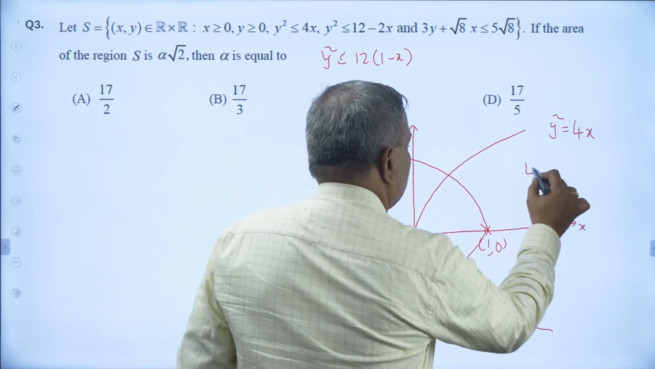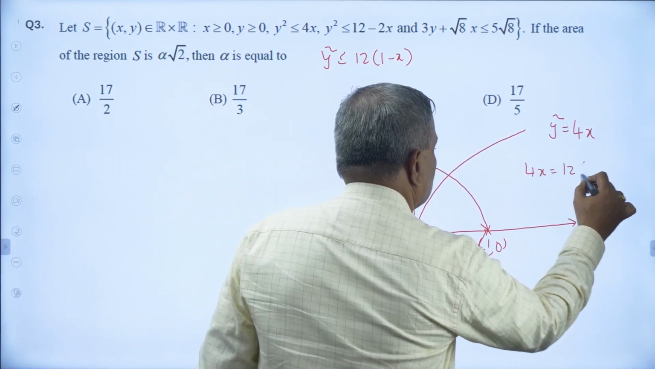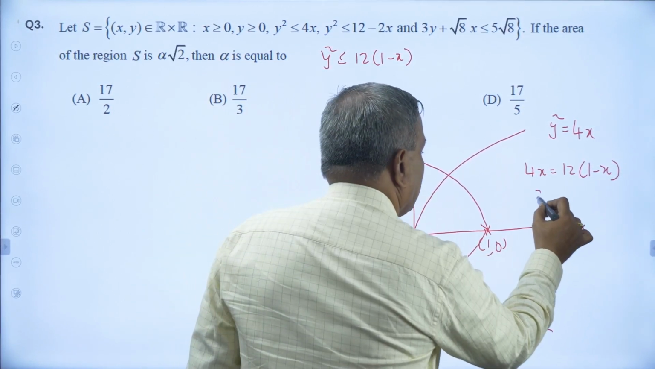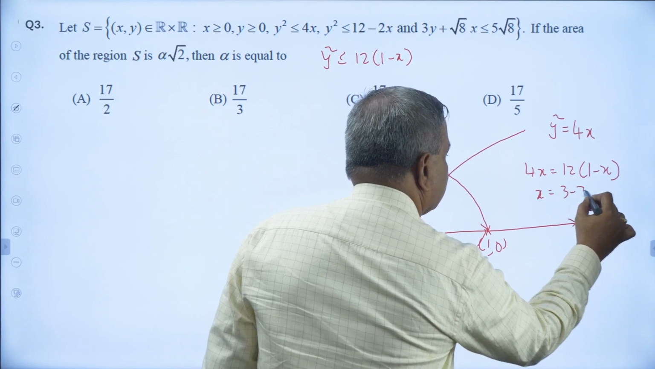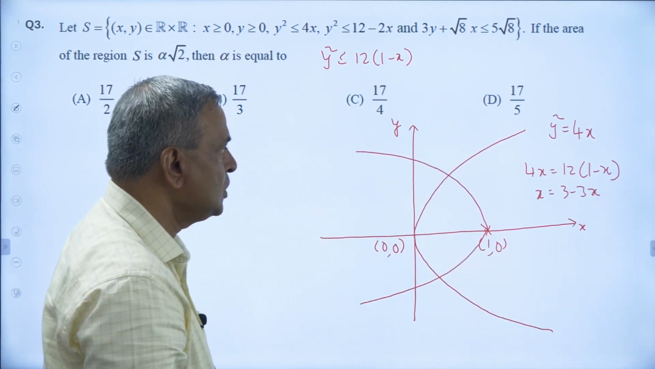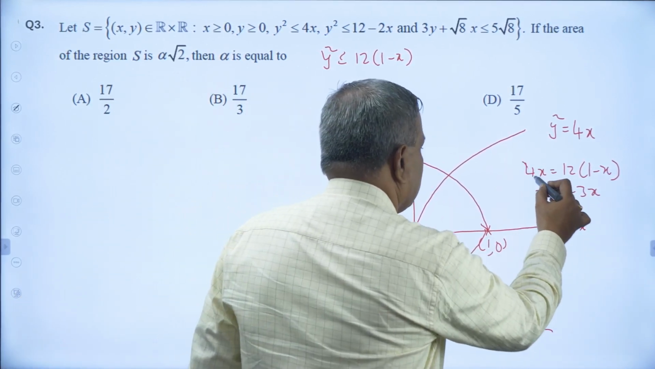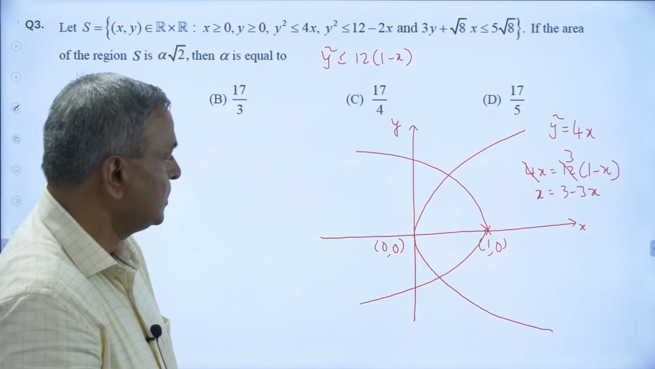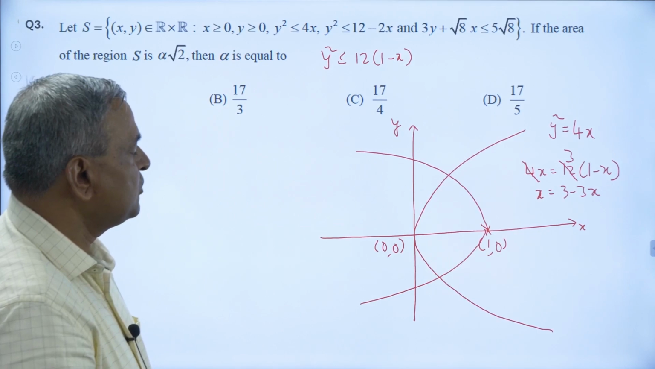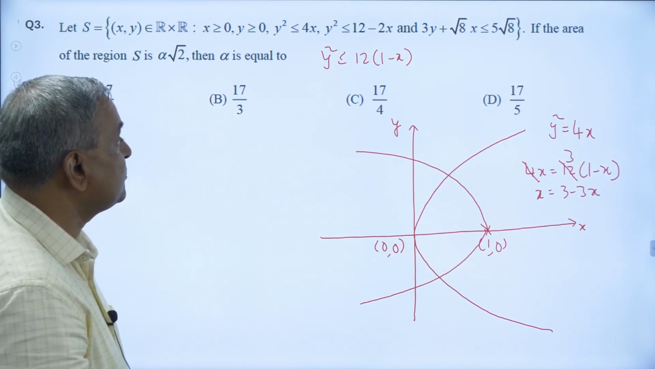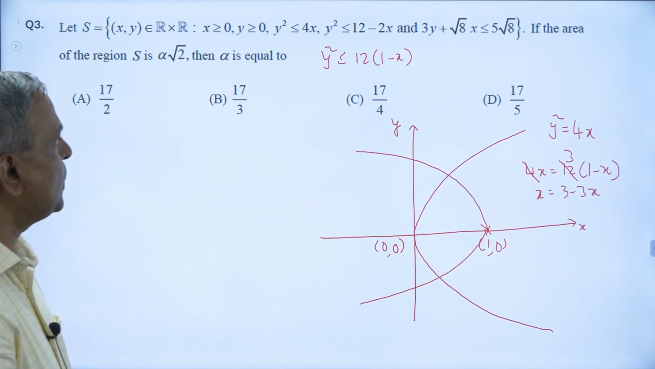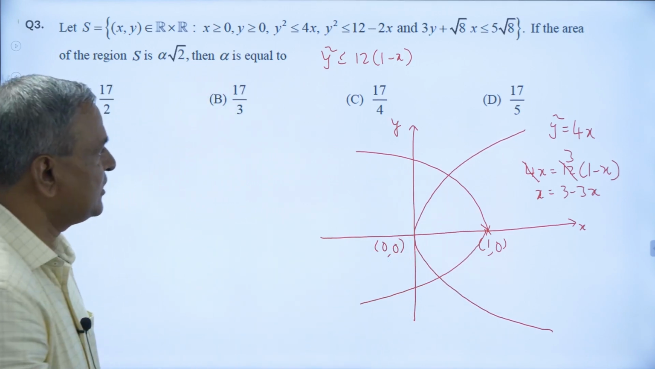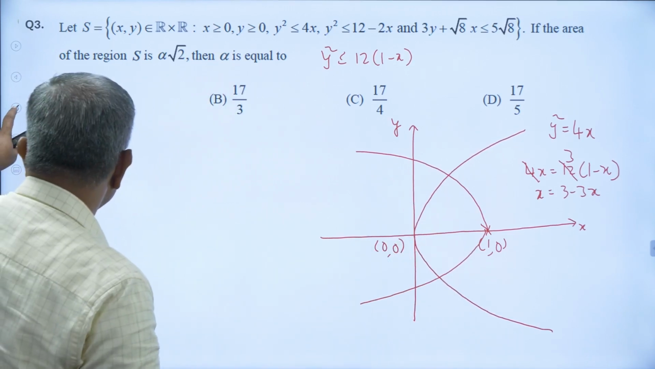We get how much? 4x is equal to 12 into 1 minus x. So what we get now? x is equal to 3 minus 3x. Okay, 4 is multiplied, this one is 3. Clear? 3 minus 3x. Okay, so y square equal to 4x, y square equal to 12 minus 2x, sorry. It is 12 minus 2x that is printed.